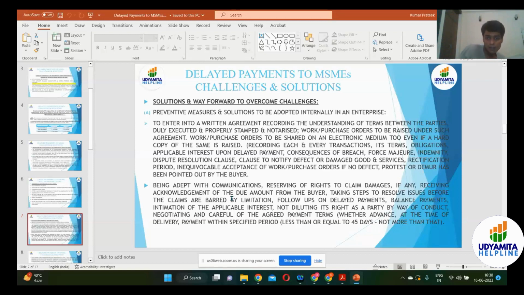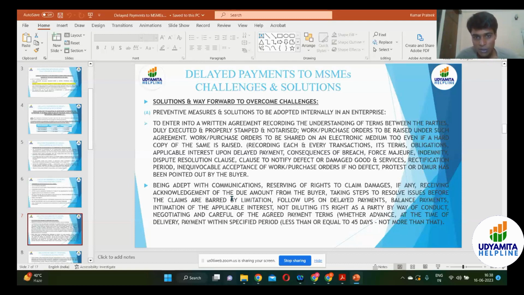And lastly, the clause to notify defective or damaged goods and services. So a lot of times I've seen, when we supply goods, the other party simply rejects the goods by saying that we do not want your goods anymore, and we terminate the contract, right? So without assigning any reasons, they have the liberty to do so, just because we do not have a clause according to which they had to notify the defect or damaged goods if they received any defective or damaged goods.